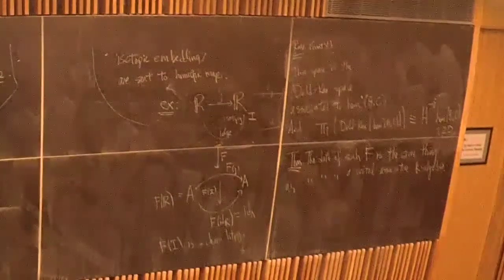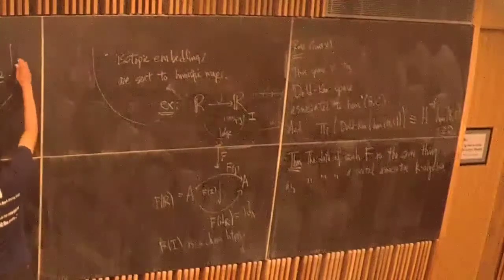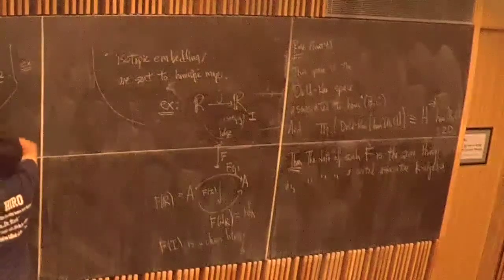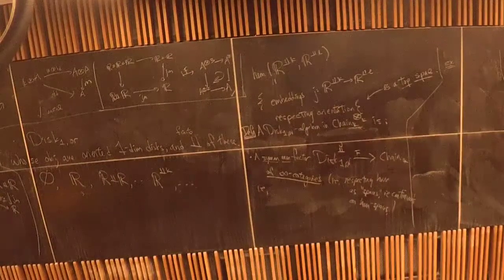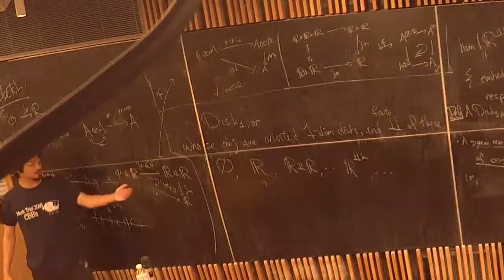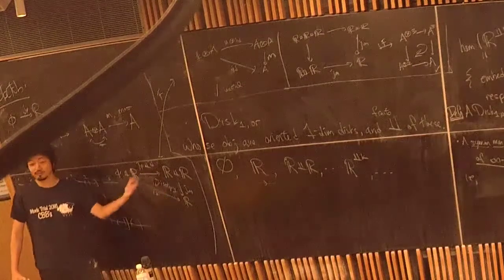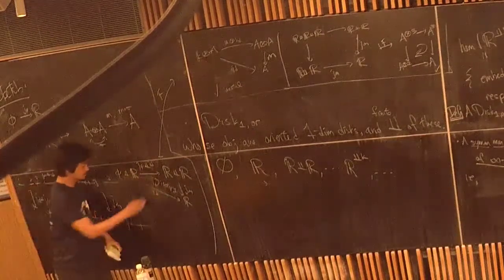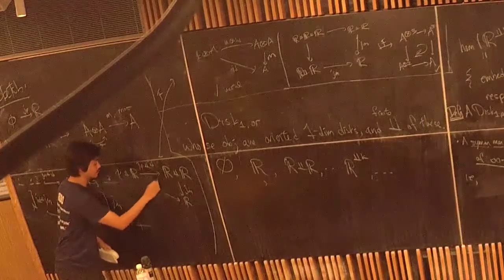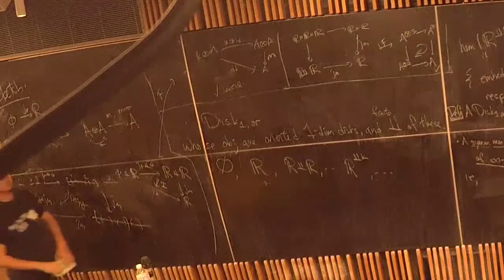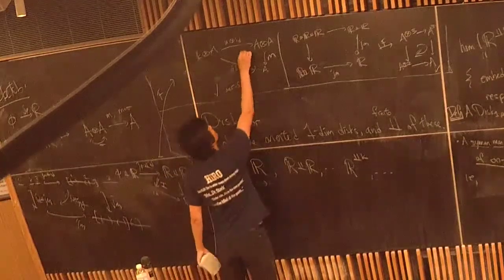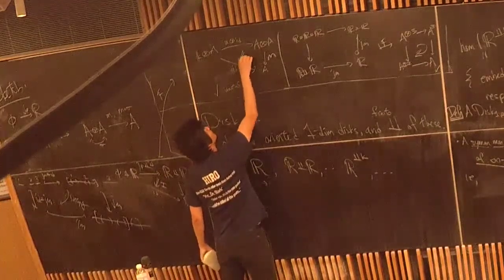Okay. And just to do another example, let's do this up here. So recall that earlier we saw that this diagram of embeddings, the associativity diagram, only commuted up to isotopy. So let's specify whatever isotopy we want. There's infinitely many of them. And each of these is actually going to get sent to a homotopy.